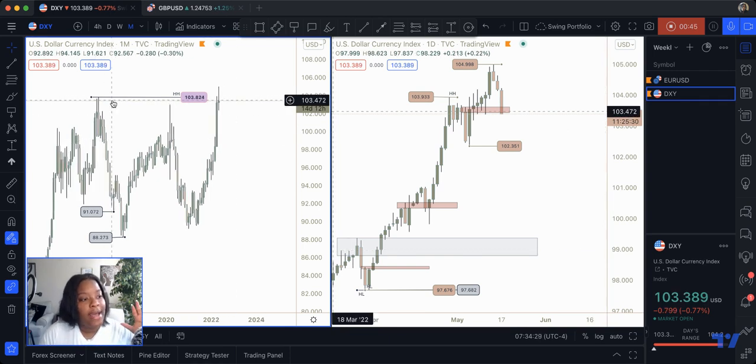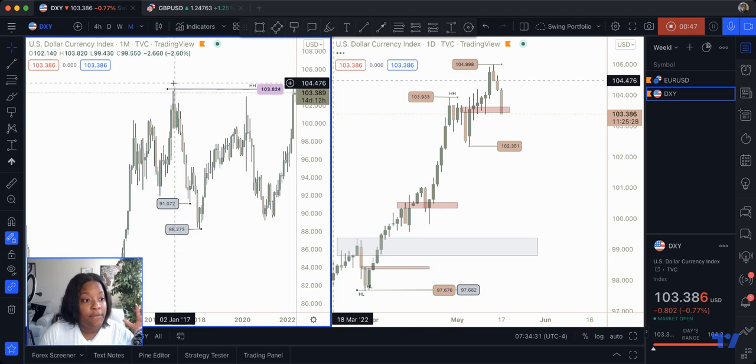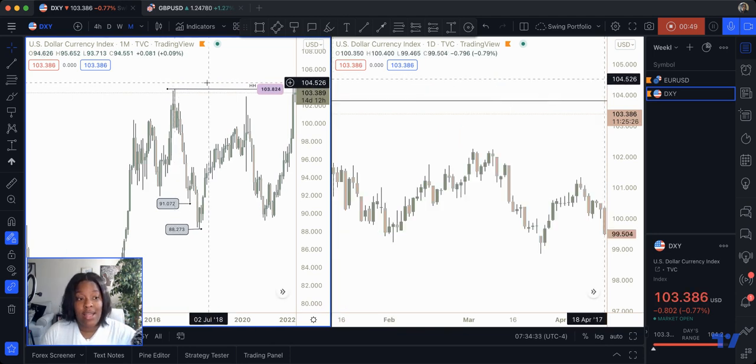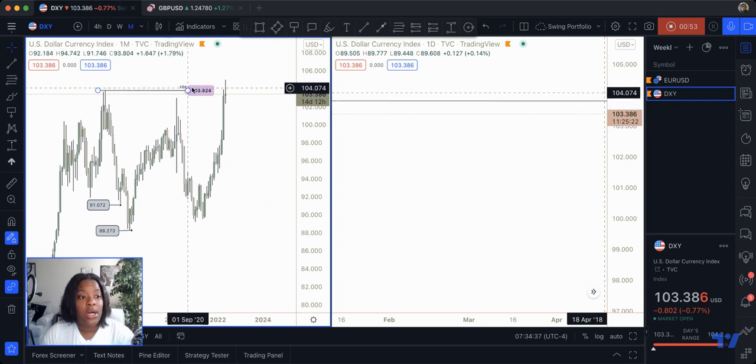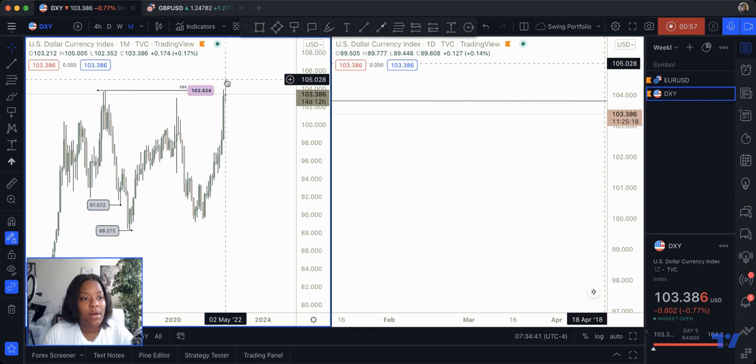So we have pushed past 2017 monthly highs, okay, which was around $103.80. As you guys can see, price has pushed up past that high from 5 years ago. What does this mean? This means that the dollar is still bullish. The United States dollar is still bullish, okay?